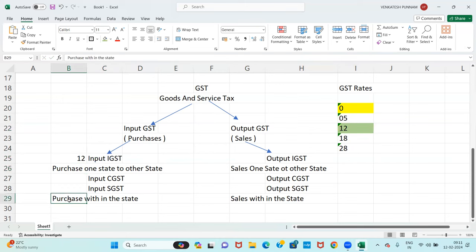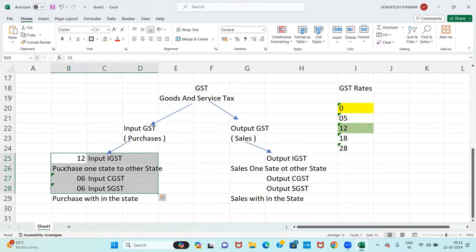When you are doing purchases within the state, input CGST and input SGST will come. Here, 6% and 6% will come. So what you people understood? Here, just the terminology is going to change. That's it. Percentage never changes.